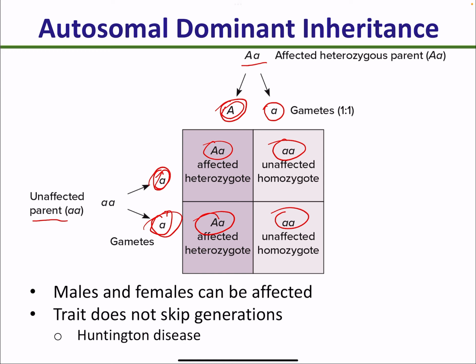Remember that in autosomal dominant inheritance, the trait is dominant, right? And because the trait is dominant, any individual who carries a dominant allele is going to be affected, while individuals that are homozygous recessive are unaffected, right? Male and female can be affected. The trait does not skip a generation. A good example of this is Huntington disease.